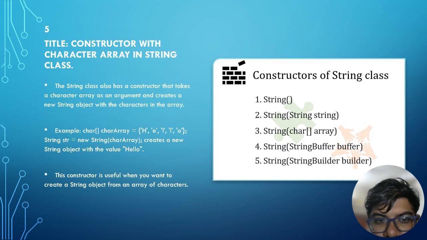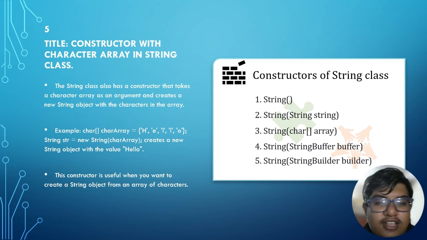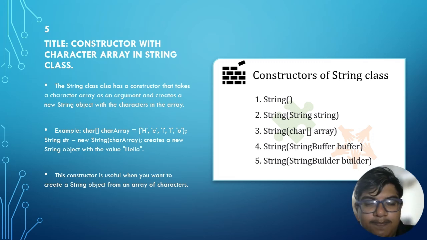Just like character, you have bytes also, and you have string buffer and the string builder. String buffer is a type of class. Like we defined how string is immutable, the string buffer is a mutable type of string. It can be changed. So now let's see.